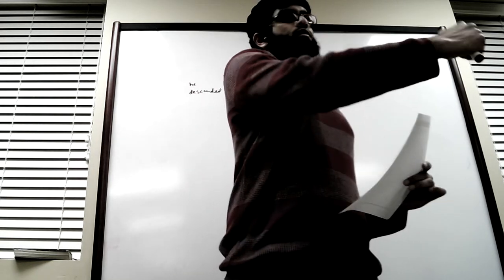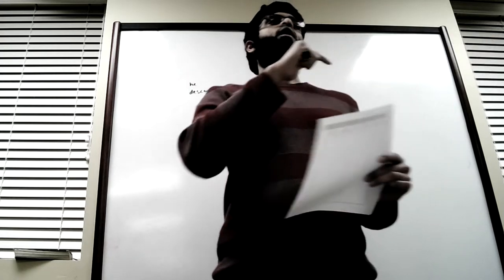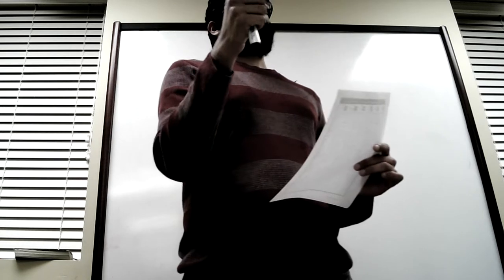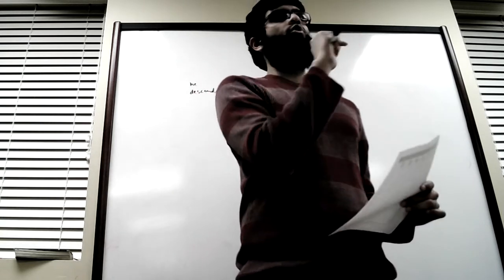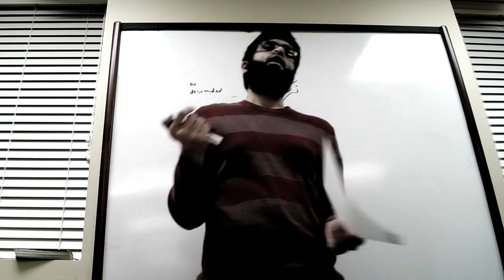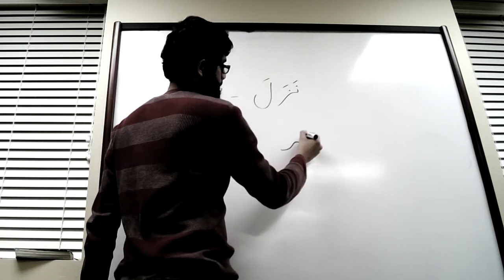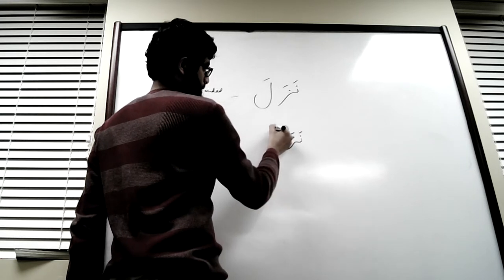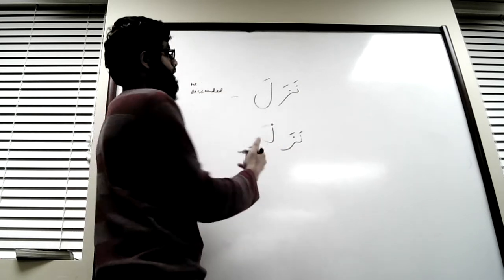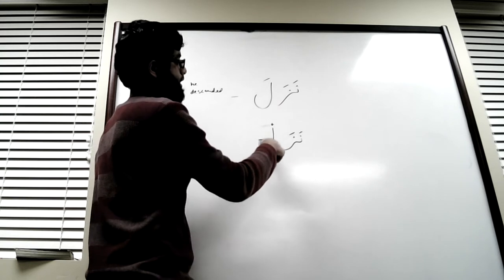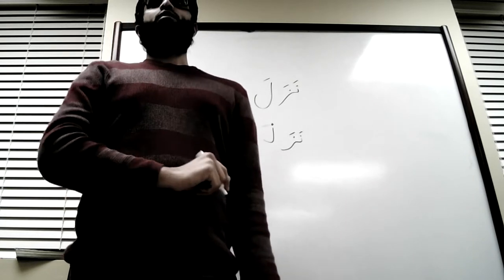Okay, so huwa. You say nazala. If I say huma, you say nazala. Sorry, hum. Nazalu. Hiya. Nazalat with a ta with sukun. Huma. Nazalata. And then hunna. Nazalna. So don't forget that when you get to the sixth pronoun, the hunna, the third root will get a sukun. So you say nazalna.